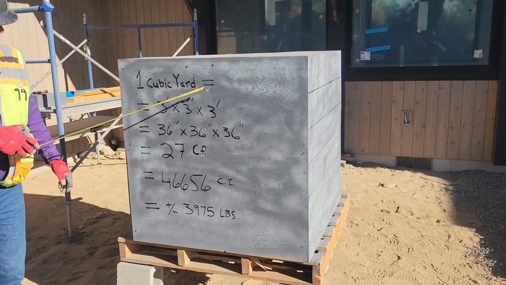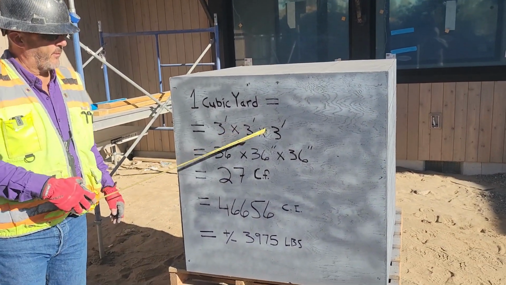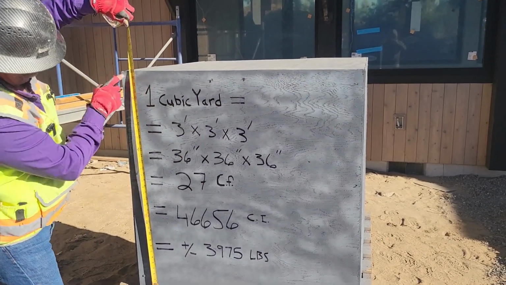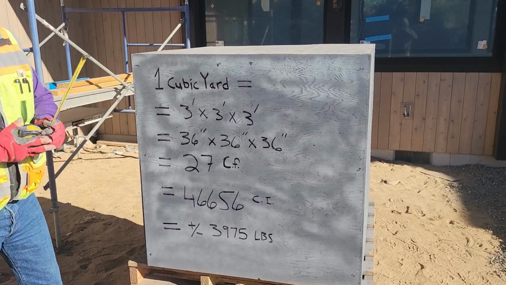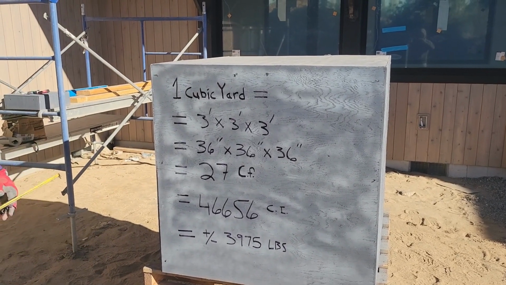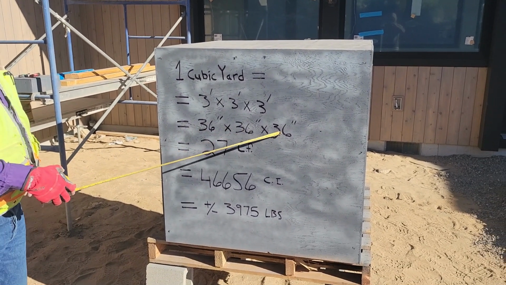So what we have: 1 cubic yard equals 3 foot by 3 foot by 3 foot. So you can see we're at 3 foot, 3 foot, and you'll probably have to trust me on the top here, but yep, 3 foot. We're exactly 3 foot by 3 foot by 3 foot. That's also equal to 36 by 36 by 36.